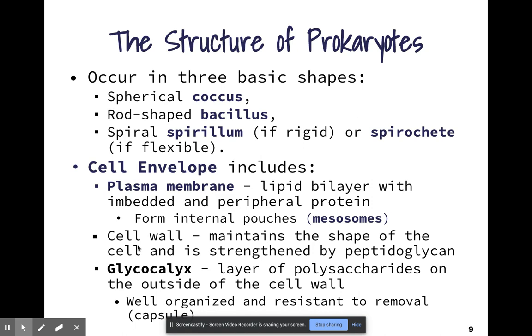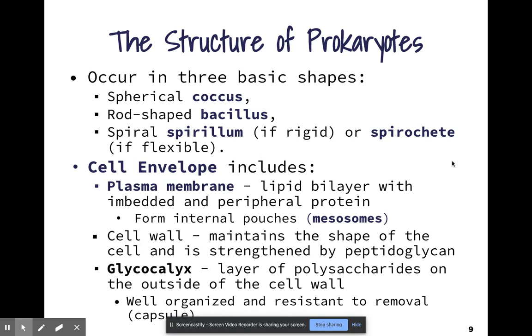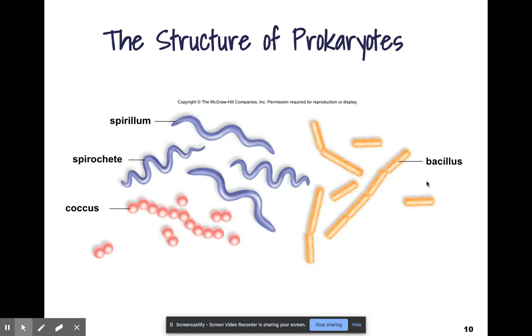Prokaryotic cells also have a cell wall, which is used to maintain the shape of the cell, and it is strengthened by peptidoglycan. They also have a structure called the glycocalyx, which is a layer of polysaccharide. If we recall, polysaccharides break down to sugars, and this layer sits on the outside of the cell wall. It's well organized and resistant to removal, called the capsule. So these are the different shapes of what bacteria look like.